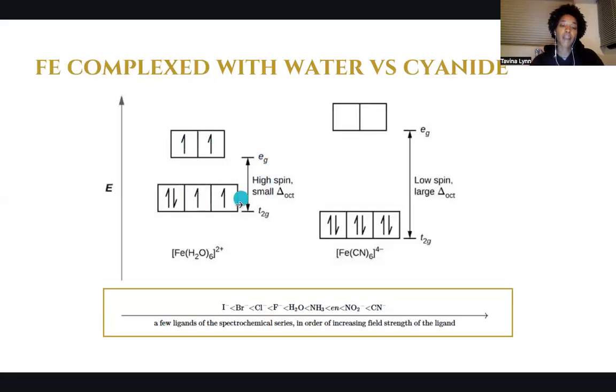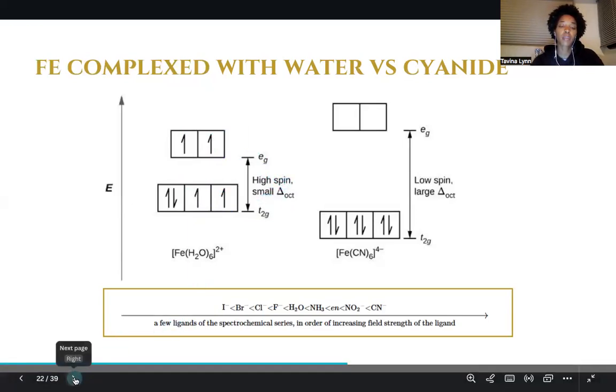And because we have a higher number of orbitals with one electron or a single spin, this is called a high spin complex, because the number of orbitals with a single electron is maximized. So this is called a high spin complex.